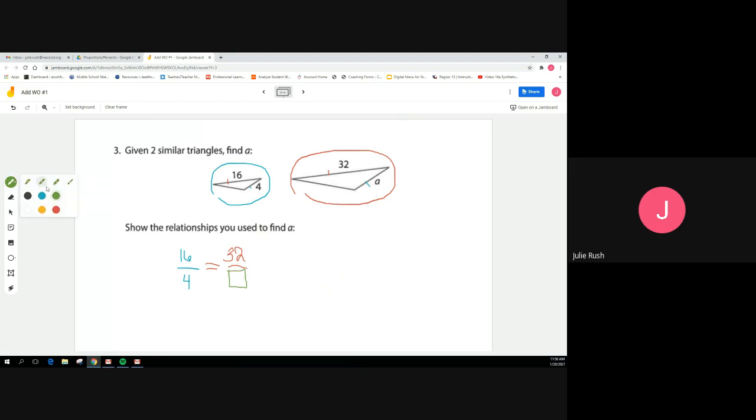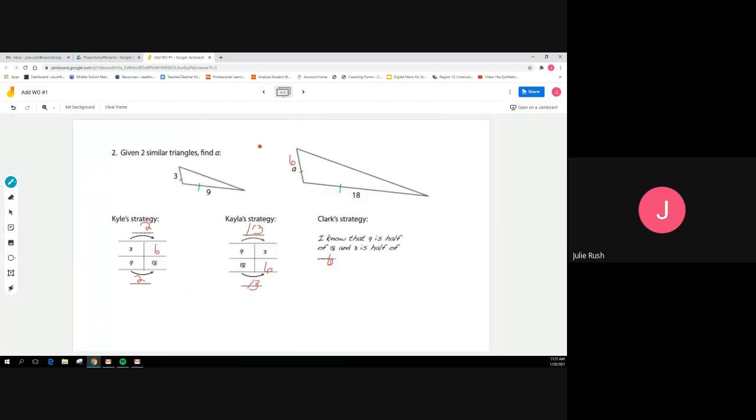So we can do a couple of things. You can say, well, 16 divided by 4 gives me 4. So 32 divided by 4 should give me my answer here. You can say 16 times 2 gives us 32, and 4 times 2 would give us 8. 32 divided by 4 gives us 8. 8 divided by 2 is 4. 32 divided by 2 is 16. So you'll see the relationship matches up every which way. And so our length for A is 8. Okay, 8.